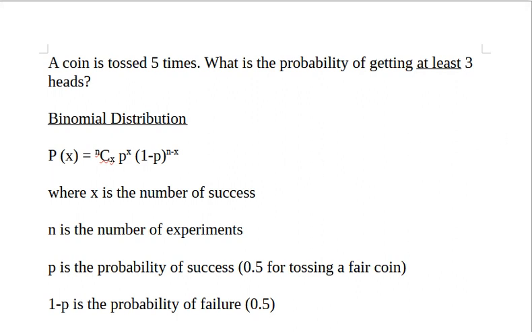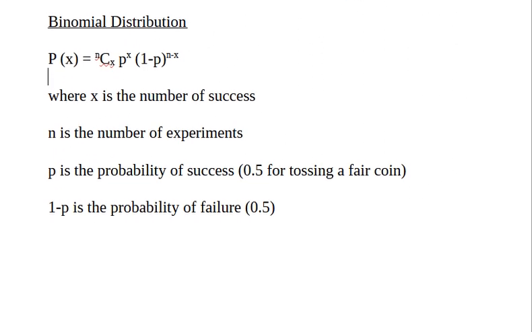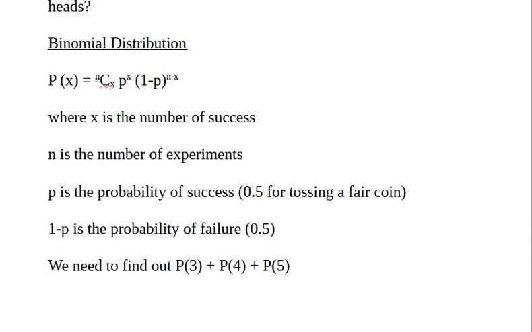So at least 3 means 3, 4 and 5, all these 3 outcomes we shall consider. So we need to find the probability of 3 plus probability of 4 plus probability of 5. This is the thing we need to find for at least 3 heads.